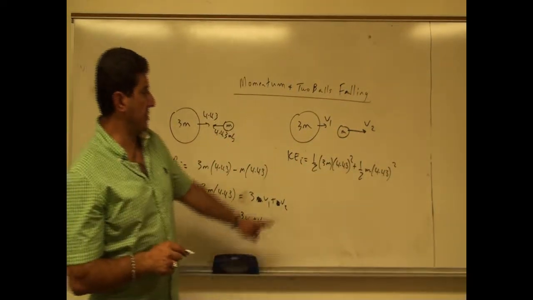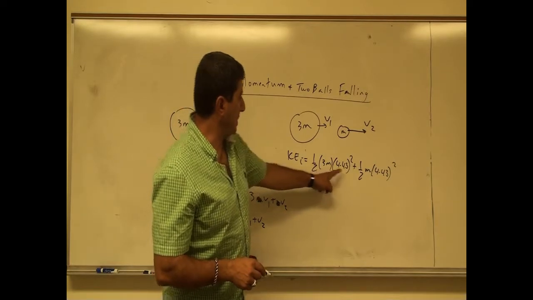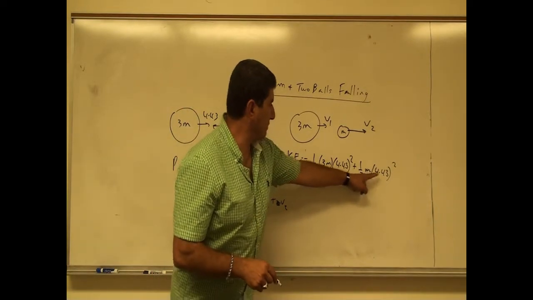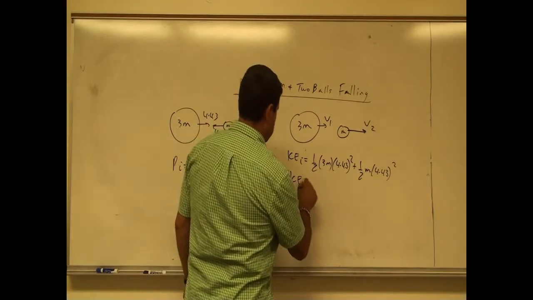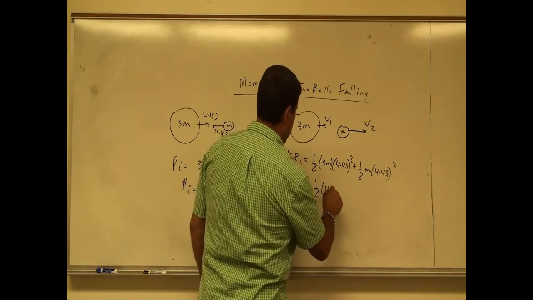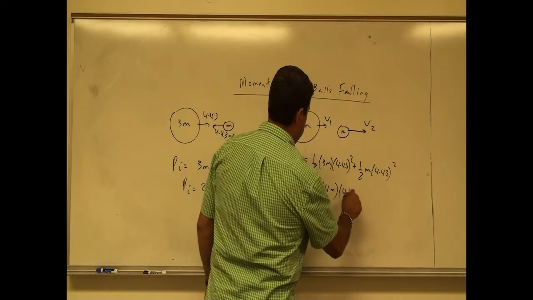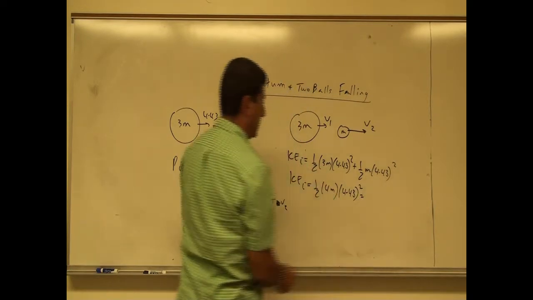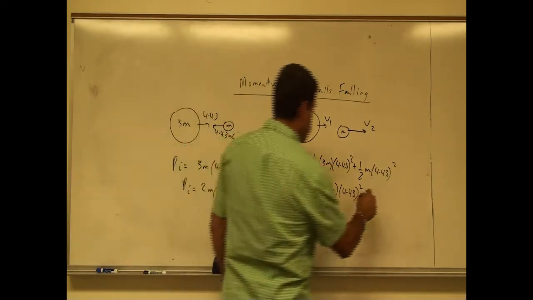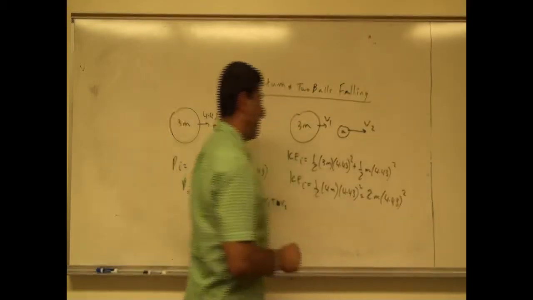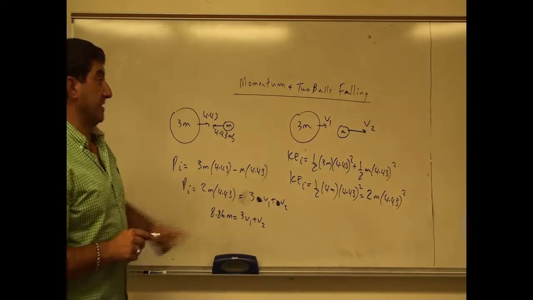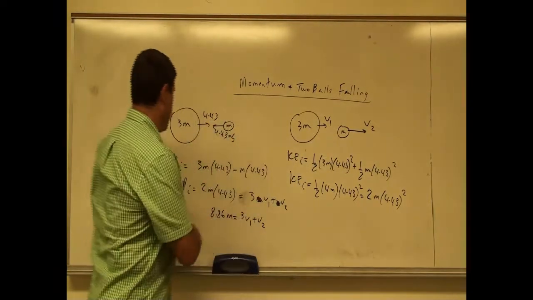Okay, so then of course this is just going to be 1/2 3m plus 1/2 m, so everything else is the same, so it's going to be 1/2 4m times 4.43 squared, which is just going to equal what? 2m times 4.43 squared.